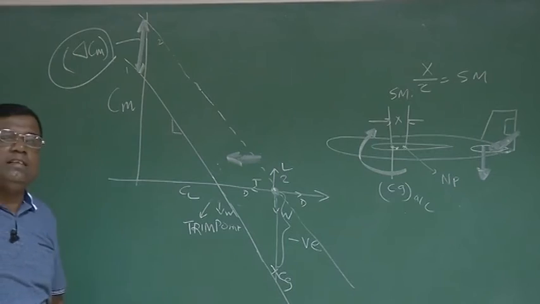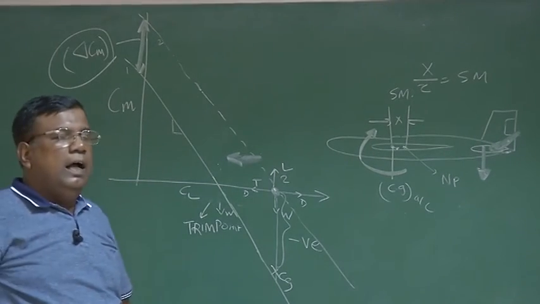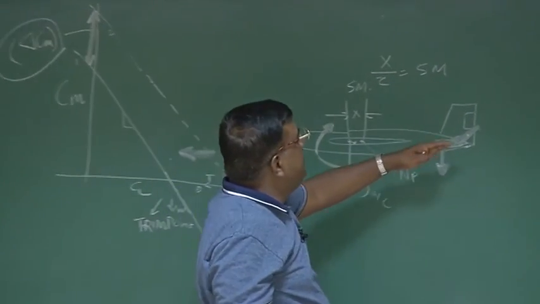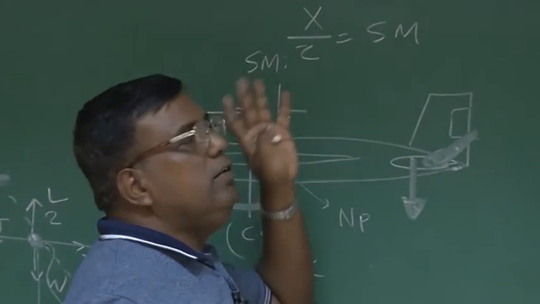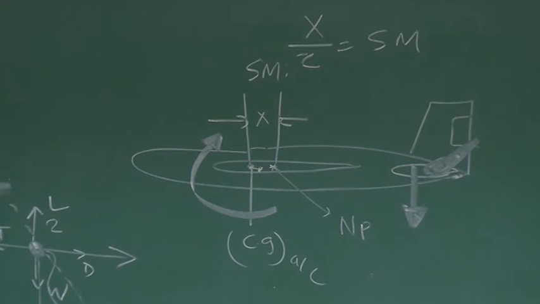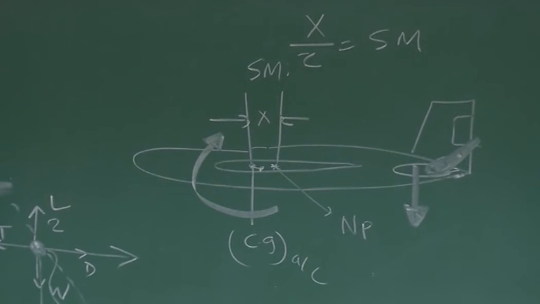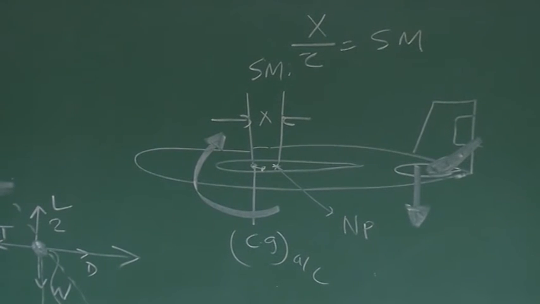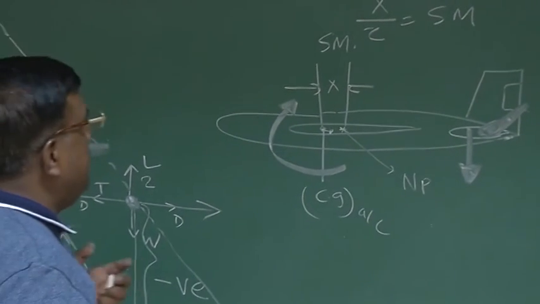Suppose the delta Cm is very large, and whatever you do with elevator deflection, it is still not able to generate that much delta Cm. Then you won't be able to trim the airplane for that CL trim. Okay? So that is where the connection is, and try to understand that via static stability.